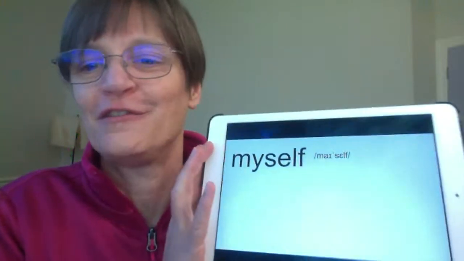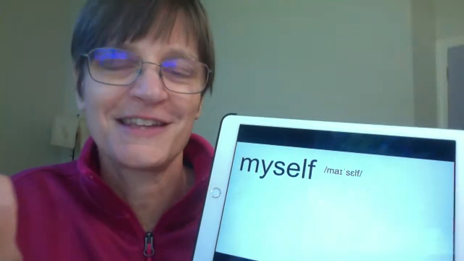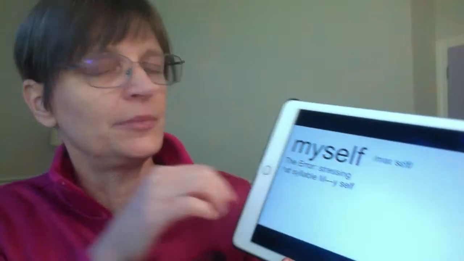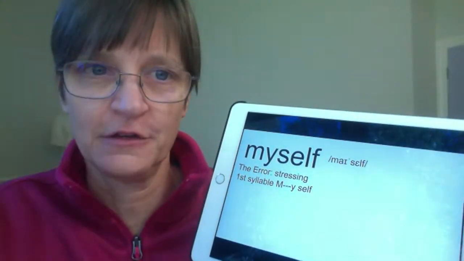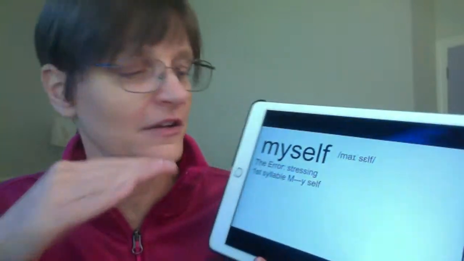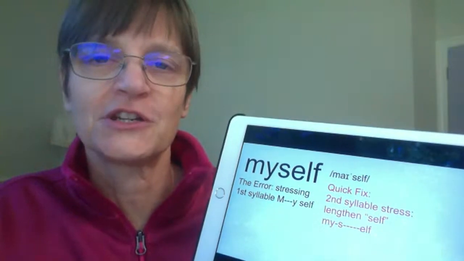Another thing we talk about often is syllable stress. An example of this is the word myself, where we should stress the second syllable. So it's short, long, myself. I'll often hear people stress the first syllable, "MYself," instead of "mySELF." The quick fix for that is learning to stretch and lengthen on the second syllable.